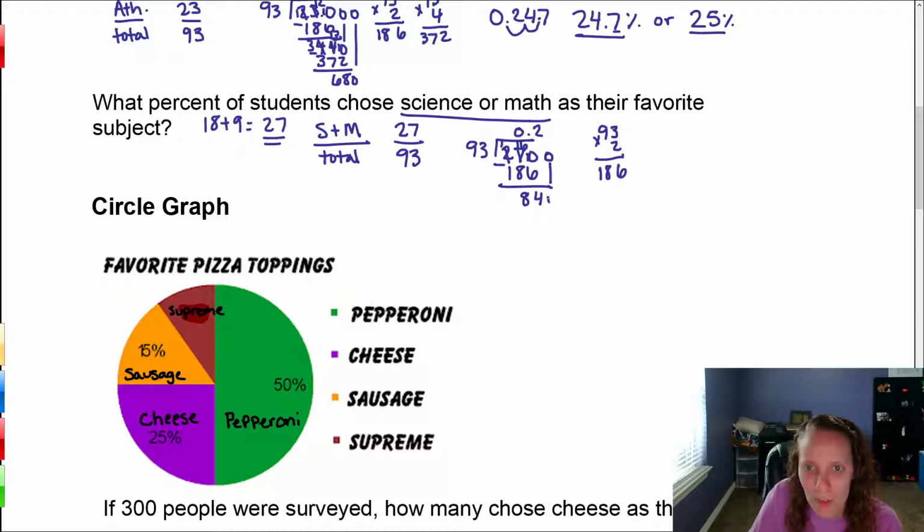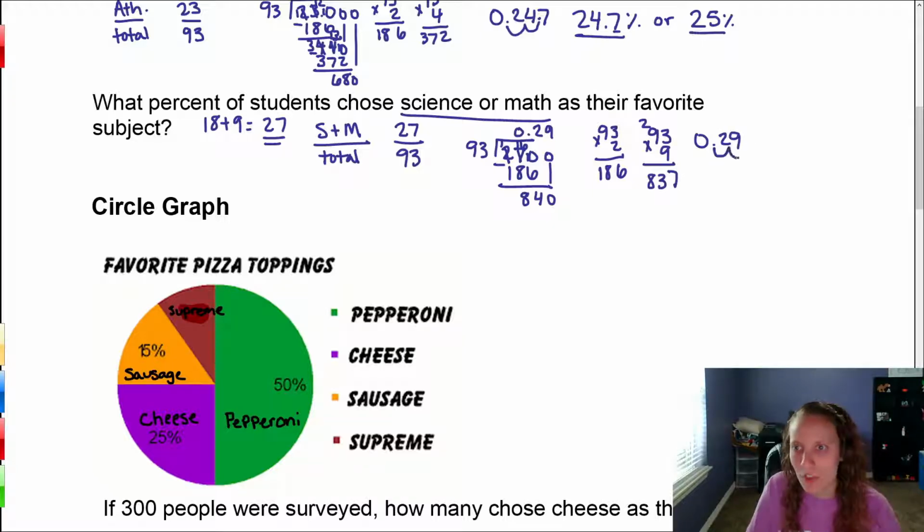Let's add a 0, bring it down. 93 goes into 840 9 times. So let's try 93 times 9. 9 times 3, 27. 9 times 9 is 81, 82, 83. We're going to go ahead and stop here. Now we have enough numbers. Our answer is 0.29. And if we want to change this to a percent, we would move the decimal over 2 places. And so this would be called 29%.